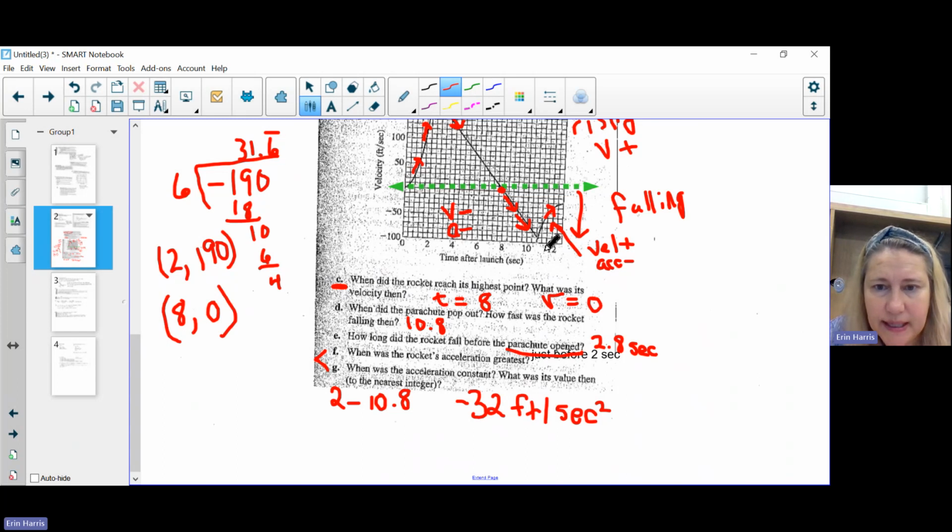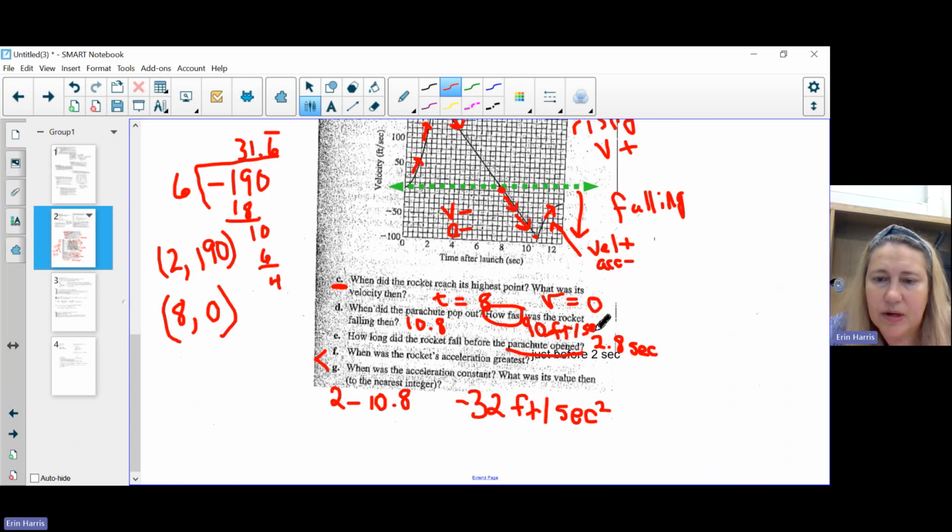Seconds, again, I should be labeling. And then it said, how fast was the rocket going then? So if I look across, remember, how fast is speed? Speed is the absolute value of velocity. So look across, velocity appears to be about -90 feet per second, but we can answer that with a positive, because how fast is referring to speed. So it was going 90 feet per second.